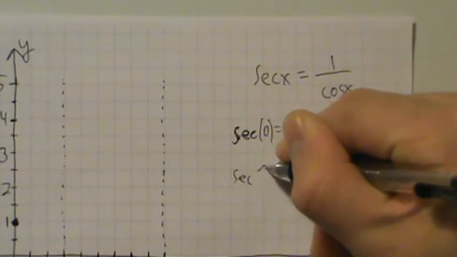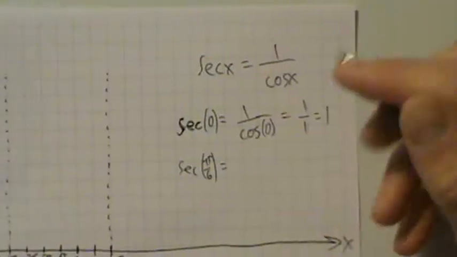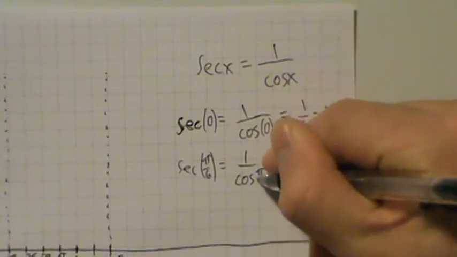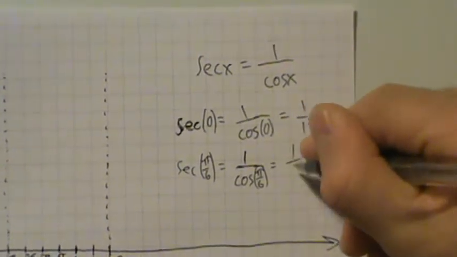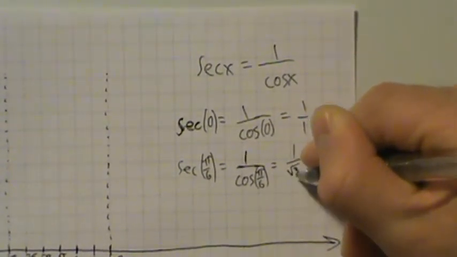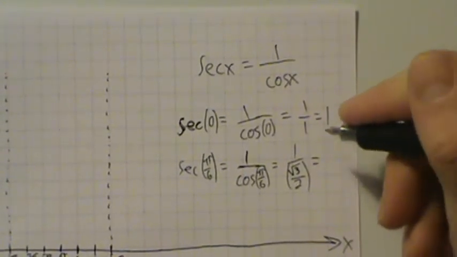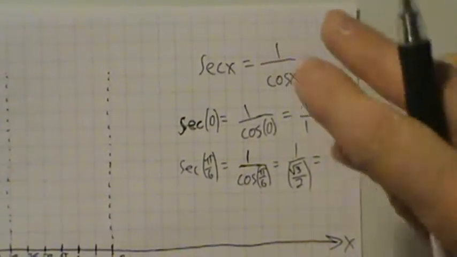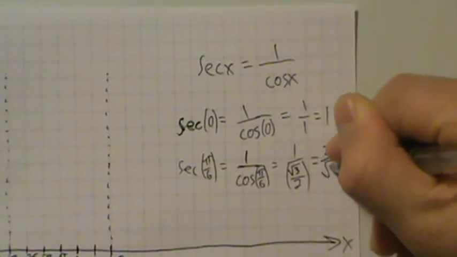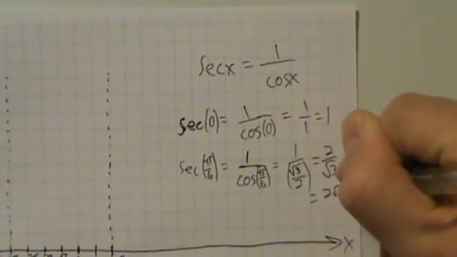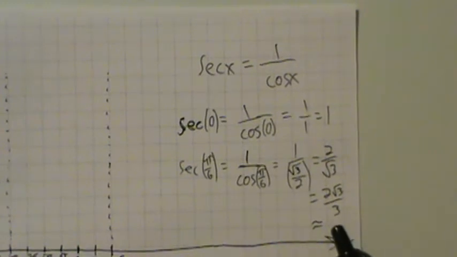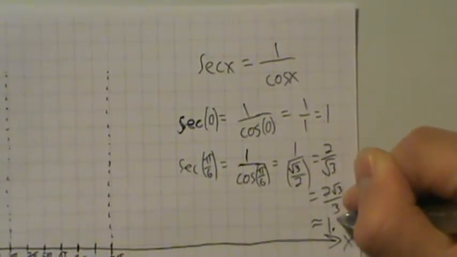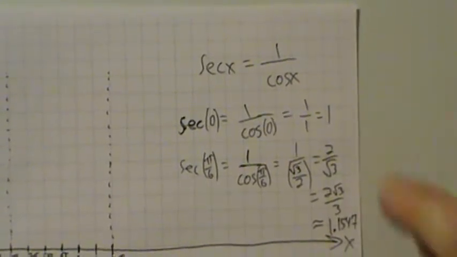Secant of pi over 6. This is the reciprocal of the cosine of pi over 6. Remember, the cosine of pi over 6 is root 3 over 2, so this is 1 over root 3 over 2. Dividing by root 3 over 2 is really like 2 over root 3, or 2 root 3 over 3 if you insist on rationalizing the denominator, which I really don't. That doesn't help us that much, but if we toss that to a calculator, that's about equal to 1.1547.